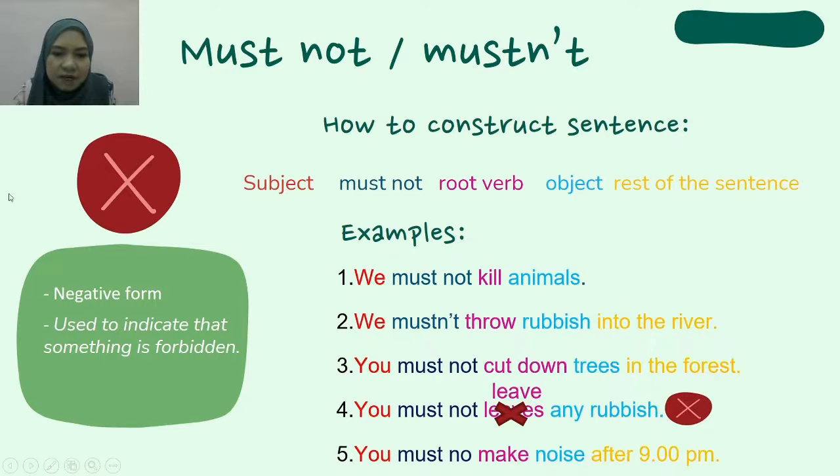Okay, number 5, the last one. You must not make noise after 9 p.m. How about this one? Is this correct? What do you think? Yes, it is also incorrect. Why? No, is not correct. You must not make noise after 9 p.m. Remember, when you want to construct a sentence: subject, must not, root verb, object, and the rest of the sentence.